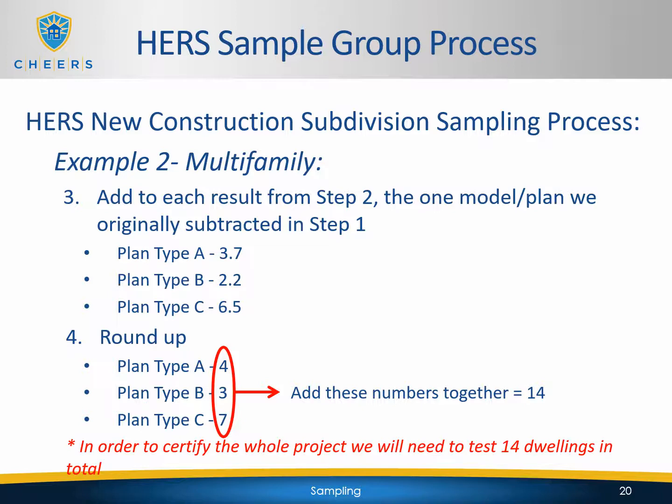We now need to add those together, and that will give us the minimum number of dwellings that we'll need to test. So 4 plus 3 plus 7 is going to be 14. So 14 is our minimum number that we'll need to achieve, or that we'll need to test in this project to meet the requirements.